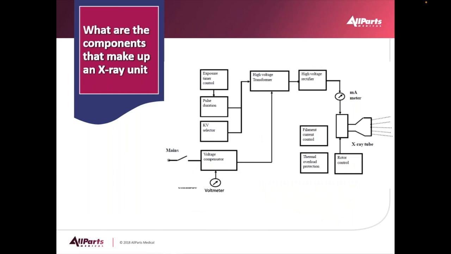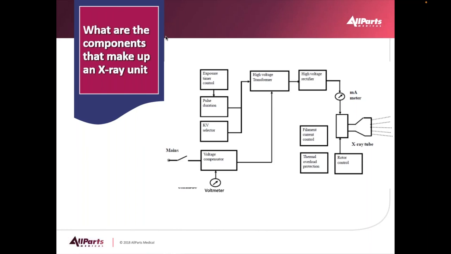What are the components that make up a basic X-ray unit? You have to have these basic components, and every manufacturer has to have them somewhere within their system. You have to have a mains, which is the incoming power from the hospital. That goes through a voltage compensator. This device usually is a transformer and holds the voltage on the other side steady. As we know, our power is not what they say it is.